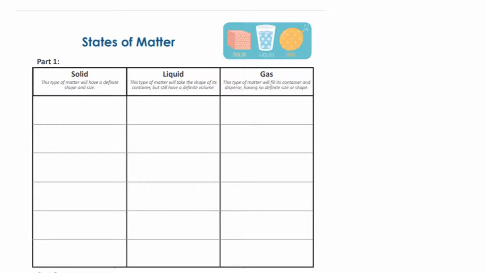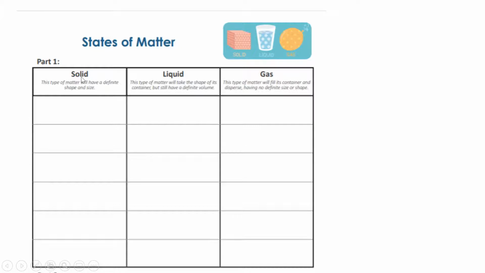So I want you to complete part 1 by recording the examples of the solids, liquids, or gases that you observed at the beginning of the lesson. I want you to add to your list, but you don't need to fill up the entire list. You don't need to have 6, but at least have 3 of each.